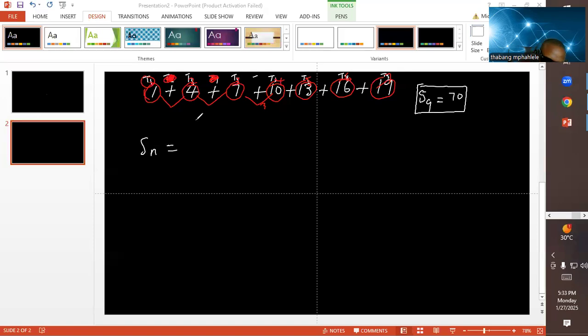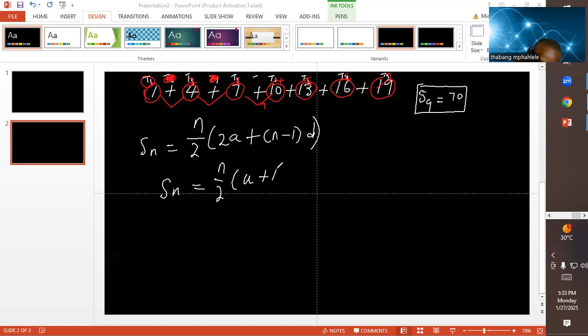Sn equals n over 2, 2a plus (n minus 1)d. So you must make use of this formula to find the sum of a certain number of terms of an arithmetic series. Another formula that we can use is n over 2, (a plus l). This one, guys, is only used if you know the value of the last term.